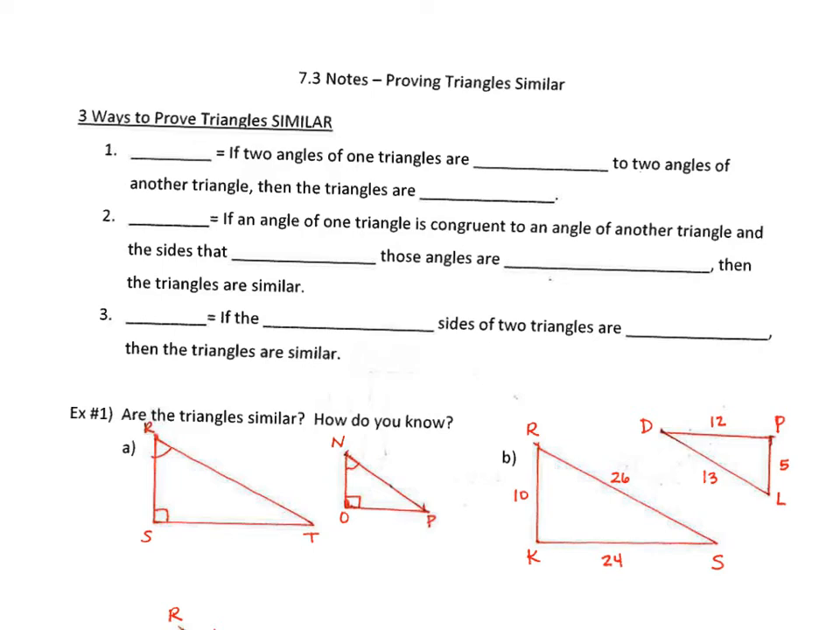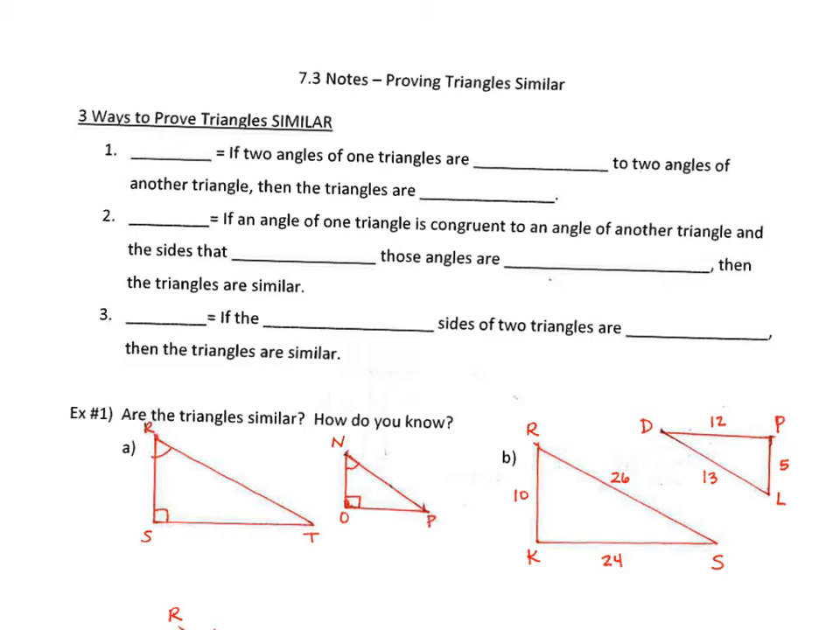7.3, proving triangles similar, okay? I may have mentioned, I don't know if I said it to you guys or not. Remember we did SSS, SAS, ASA, AAS, and HL, right? Those were to prove triangles what? Congruent, okay? Now today we're proving triangles are similar. So there's not as many of them because similarity happens in less ways.